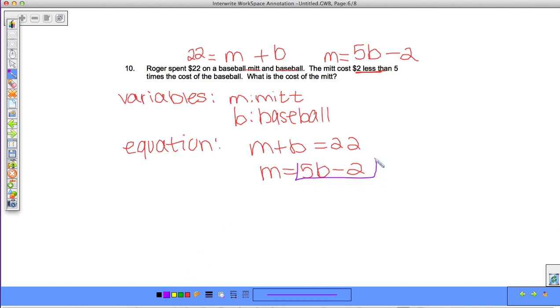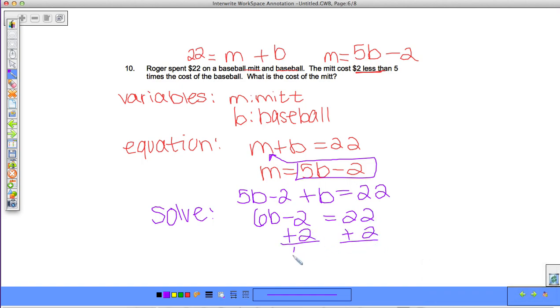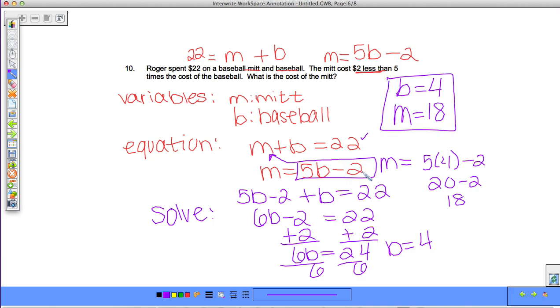I'm going to substitute 5B minus 2 in for M, and my new equation becomes 5B minus 2 plus B equals 22. Now to solve it, I'm going to combine like terms. 5B plus B is 6B. I'm going to add 2 to both sides, and we get 6B equals 24. Divide by 6, and we know that the baseball costs $4. So if the baseball is $4, then I know that the mitt is 5 times 4 minus 2, which is 20 minus 2, which is 18. So we know that the mitt was $18. I can double check this because 4 plus 18 is 22, so it works. Make sure you give an answer that makes sense.